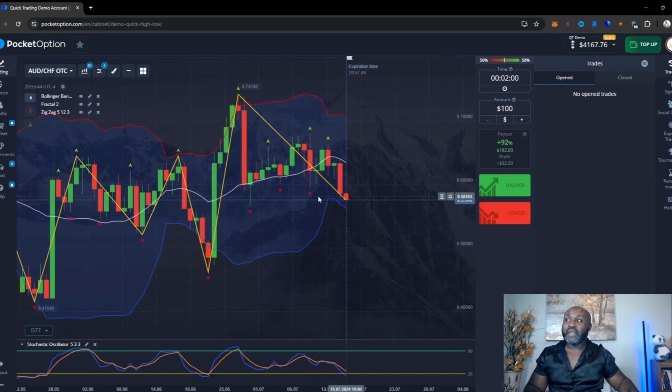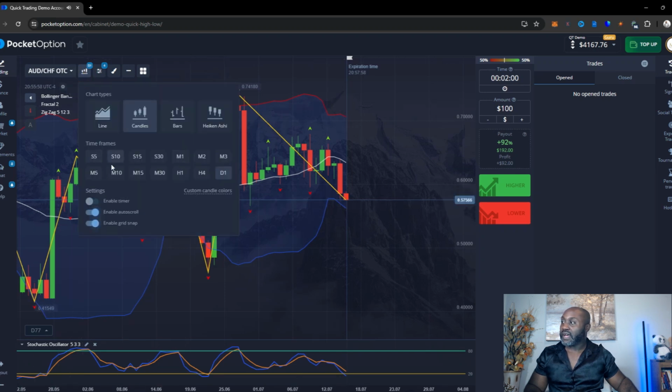So just be cognizant of that. And I also like to see any kind of points of resistance. And here would be one, and it hasn't reached that level, so it might want to get to that level. So you just want to be careful of that.